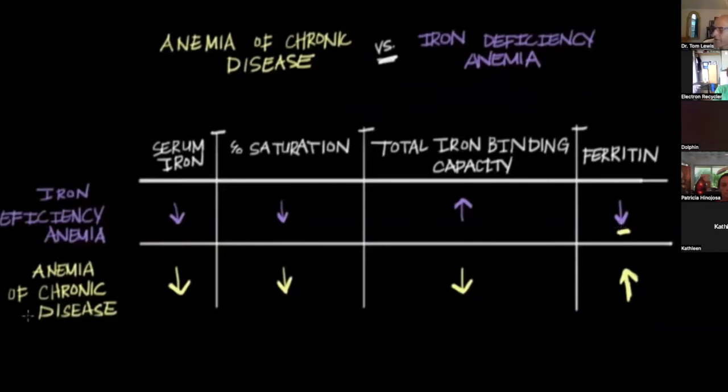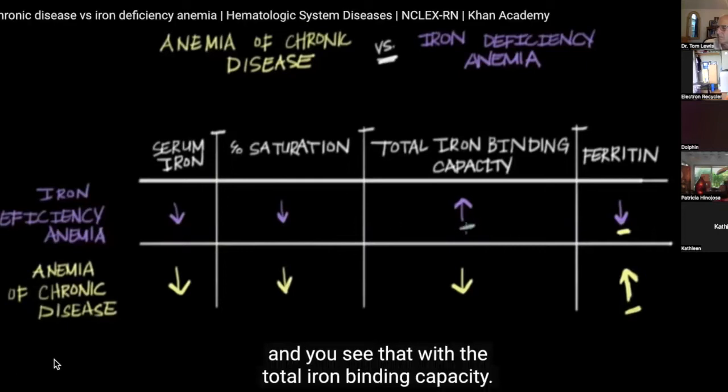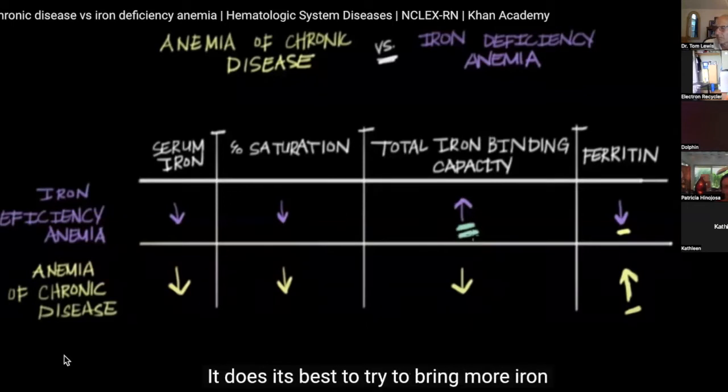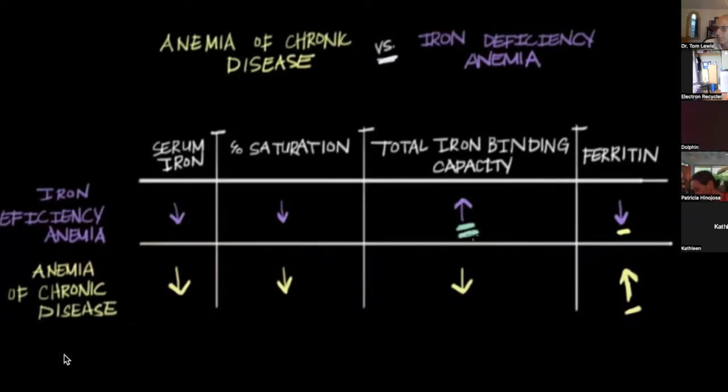Anemia of chronic disease, however, isn't necessarily a disease where you have a depletion in iron. Instead, you'll see an increase in ferritin. So that tells you that there's iron in the body. It's just tucked away from the access of bacteria and inflammatory cells. Now, also, another difference between these two diseases is that in iron deficiency anemia, the body is doing its absolute best to increase the amount of iron available in the serum. And you see that with the total iron binding capacity. It increases the production of transferrin. It does its best to try to bring more iron into the body and into the blood.